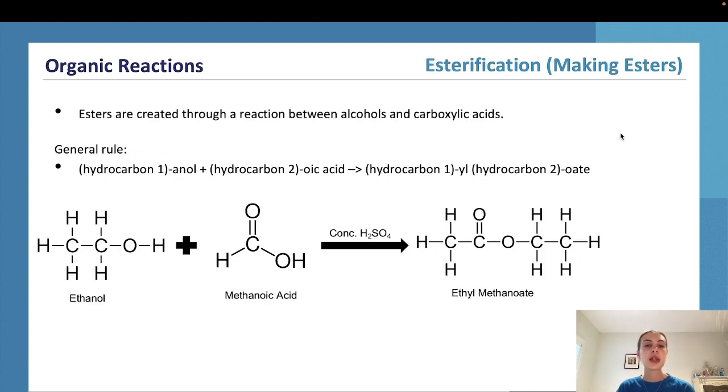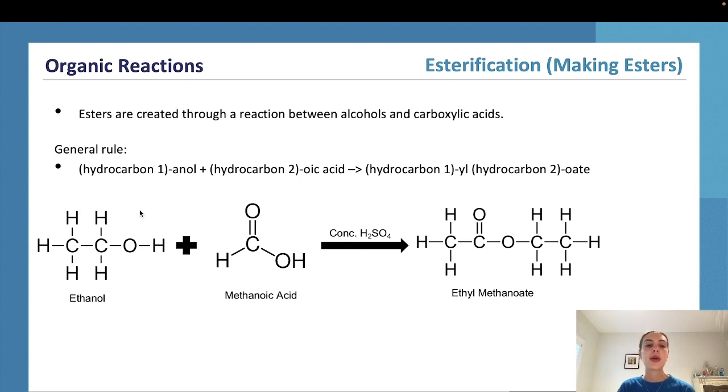The next reaction we can look at is an esterification reaction. So an esterification reaction is a reaction in which we can make esters through a reaction between alcohols and carboxylic acids. So the general rule for this is that we combine an alcohol plus a carboxylic acid, and so the alcohol part will form the alkyl group of the name, and the carboxylic acid will form the alkanoate part of the name.